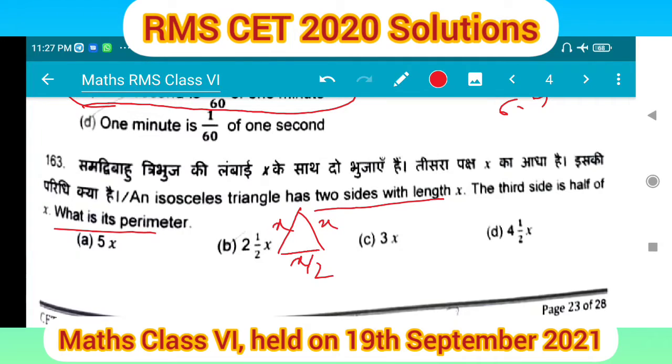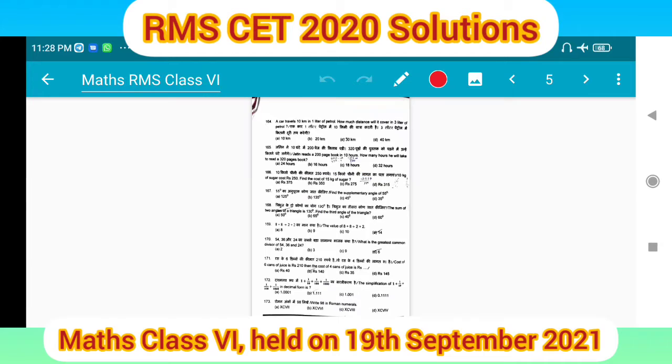Perimeter means total boundary. x plus x plus x by 2. Taking LCM 2, here 2x plus 2x is 4x, 4x plus x is 5x, 5x by 2. 5 by 2 means 2 and a half, so 2 1 by 2 x. B1 is the correct answer. Move on to the next question.